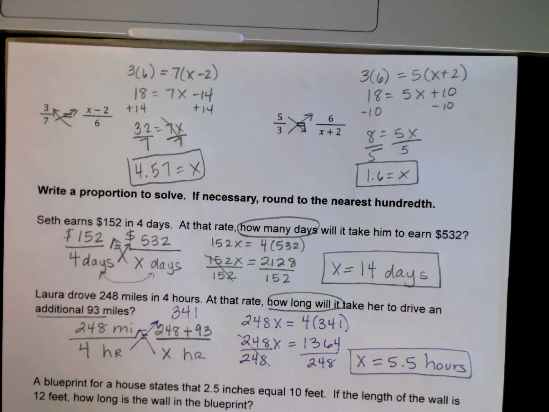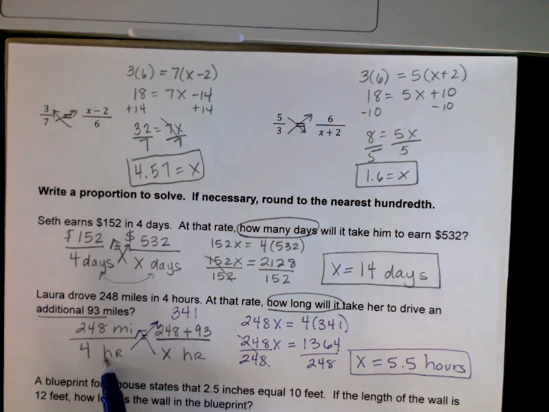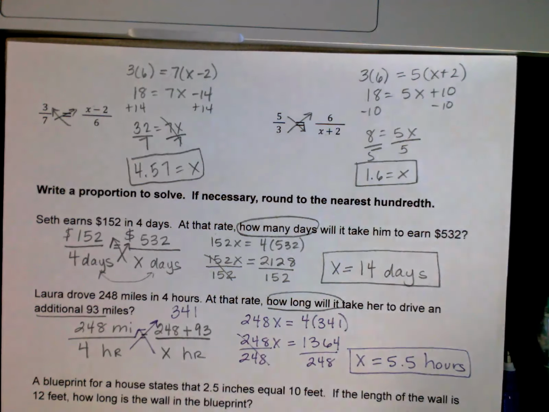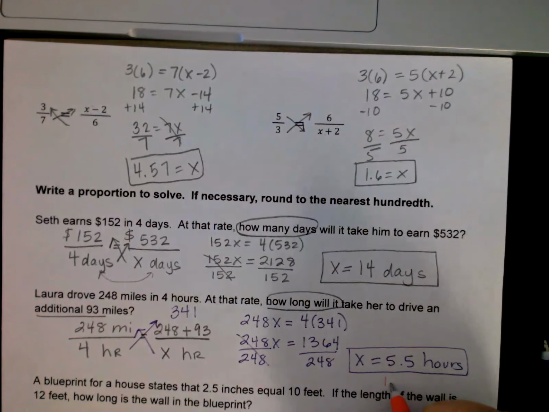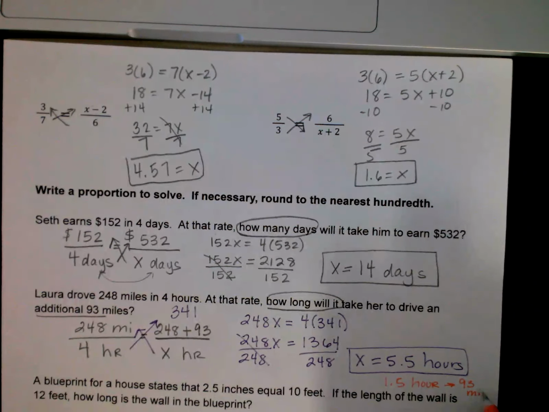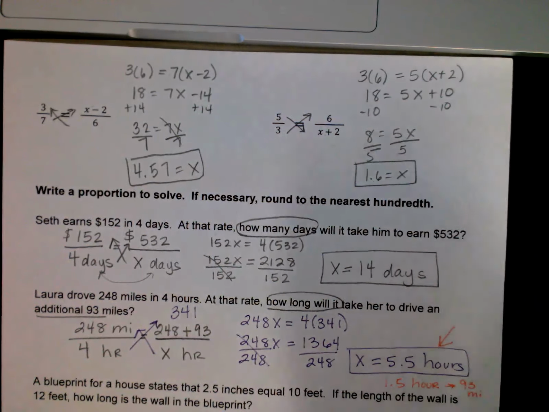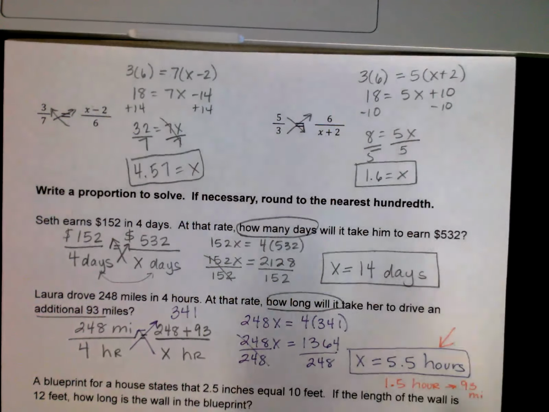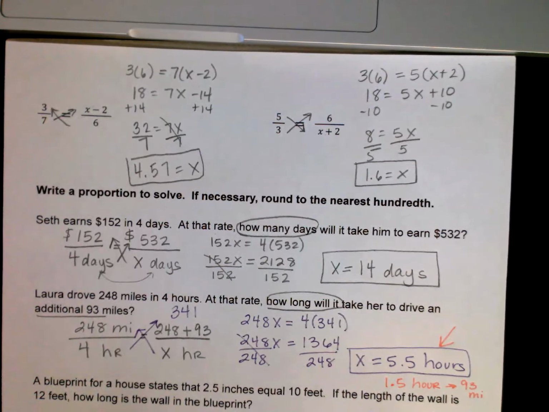So let's think about that. How much longer will it take her to drive 93? Well, if it took her 4 hours to go there, to get 93, it would take her 1.5 hours for the 93 miles. Her total travel time would have been 5.5, but to go 93 more miles, it would have been an hour and a half.